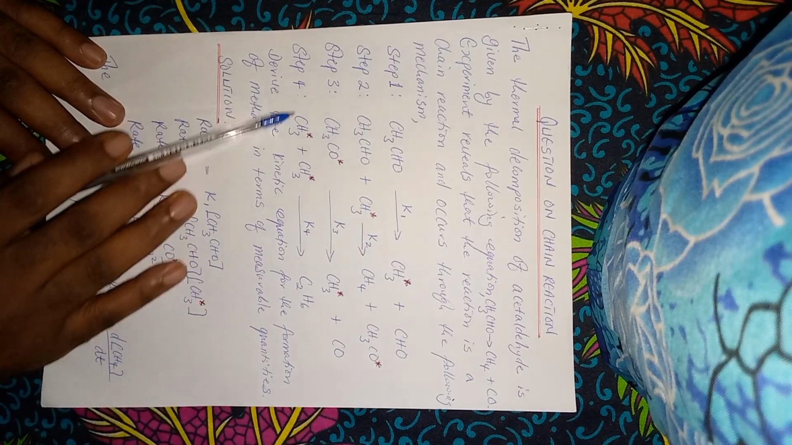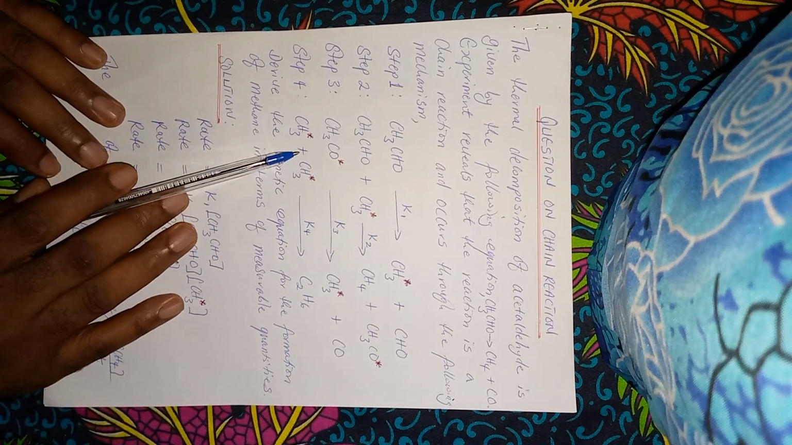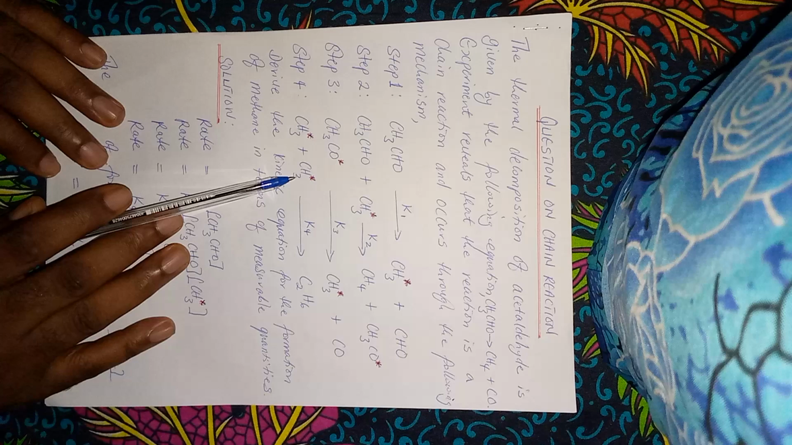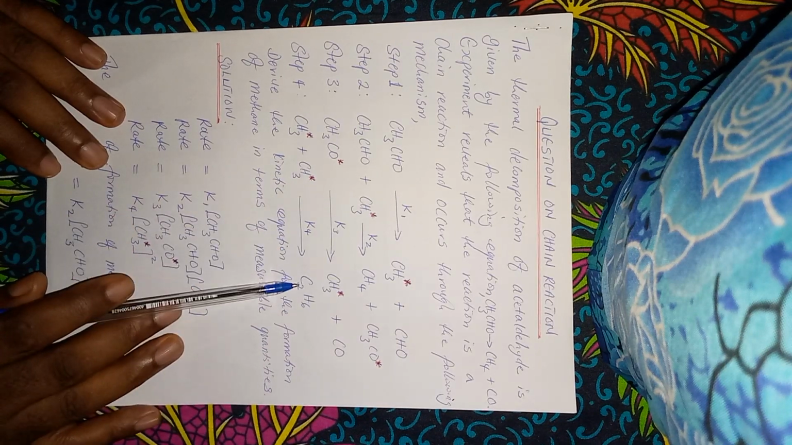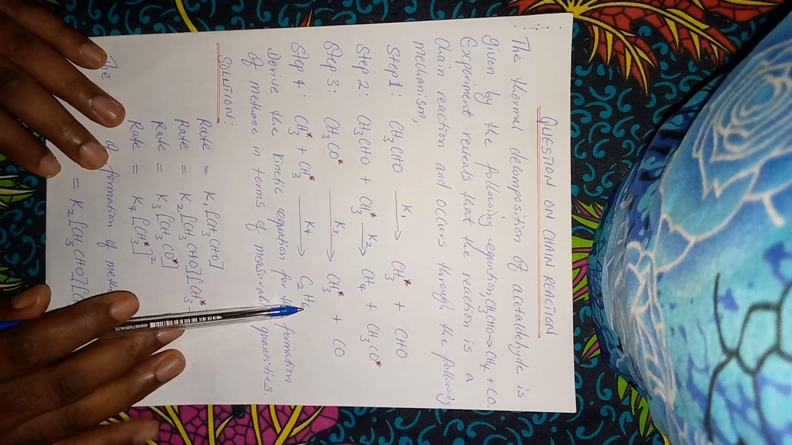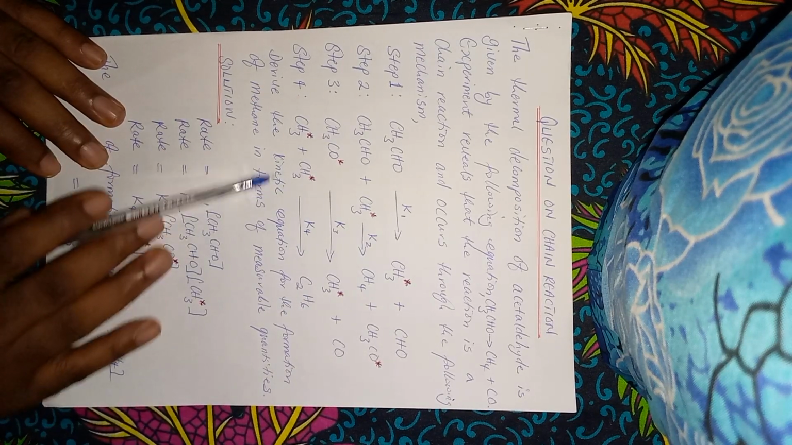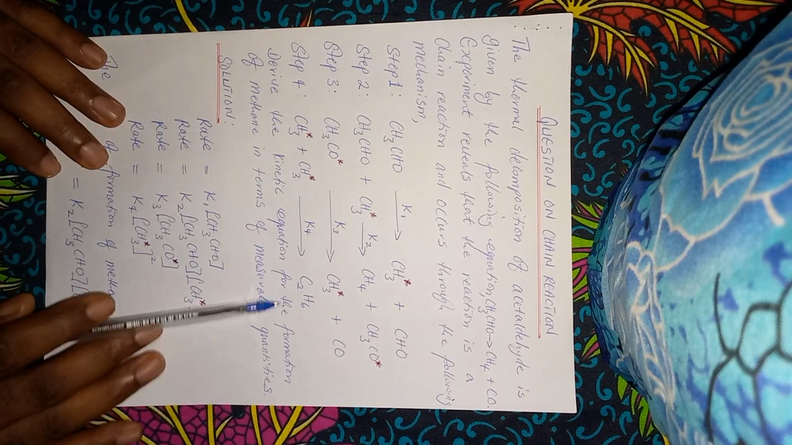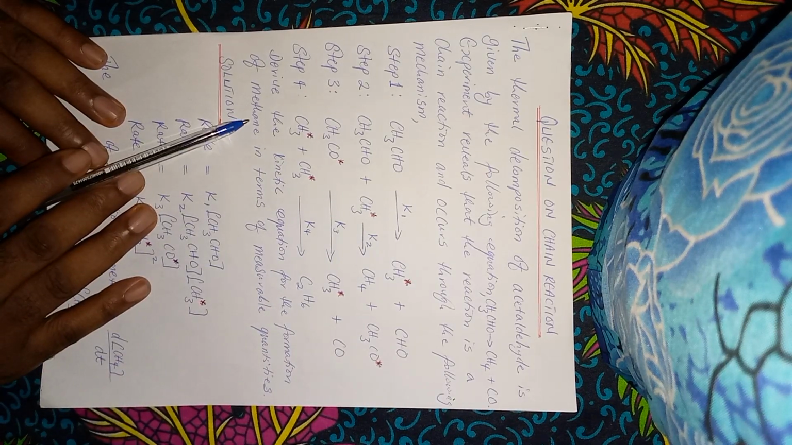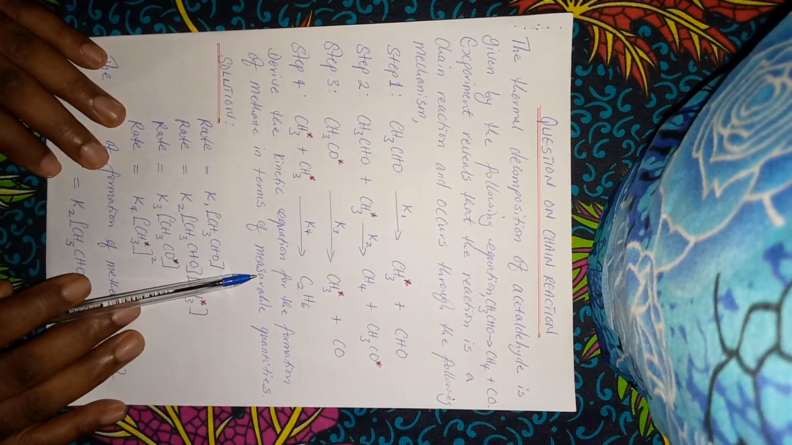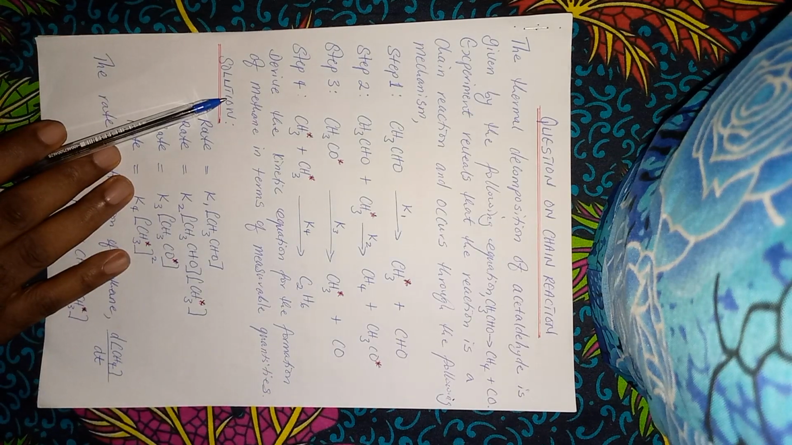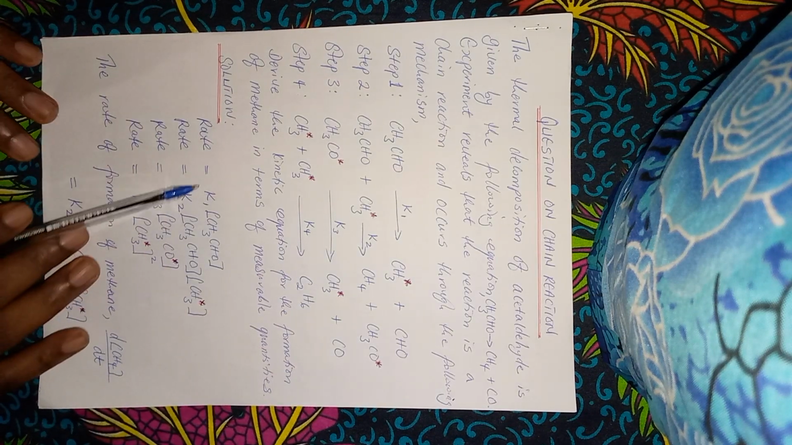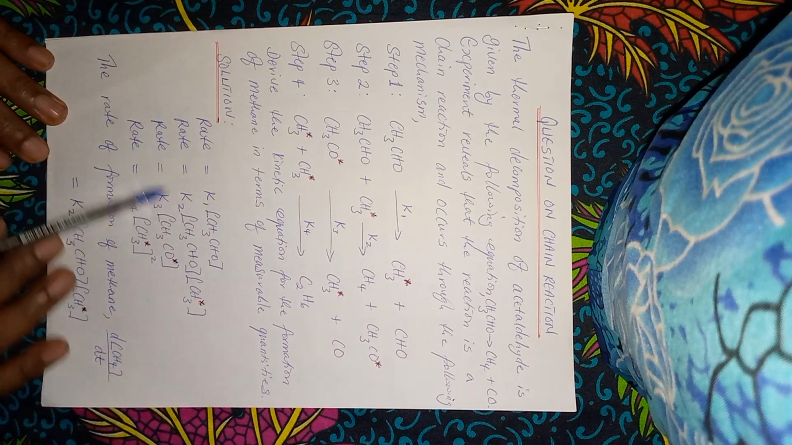Step 4: free radical CH3 plus free radical CH3 with rate constant K4 to produce C2H6. Derive the kinetic equation for the formation of methane in terms of measurable quantities. Solution. First, write out the rate for each of the steps.